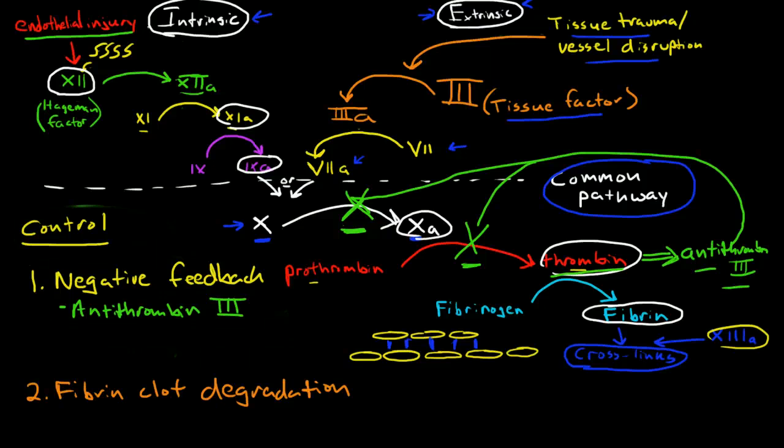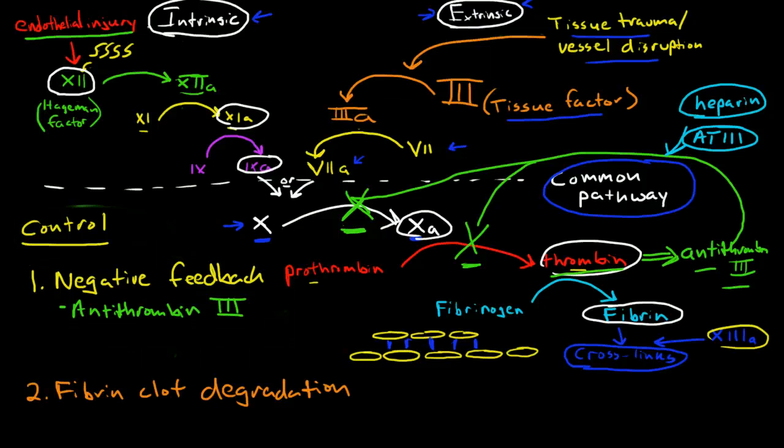Now, antithrombin 3 is very interesting because we actually use it in medicine, because we use heparin to stimulate antithrombin 3. So heparin initiates antithrombin 3, and it is by this mechanism that heparin works as an anticoagulant, because it blocks the formation of factor 10A and it blocks the formation of thrombin.